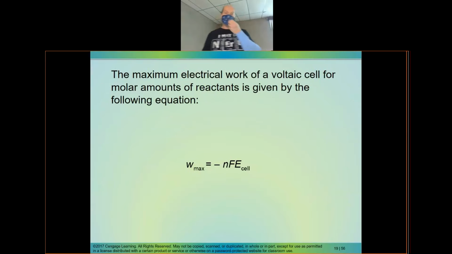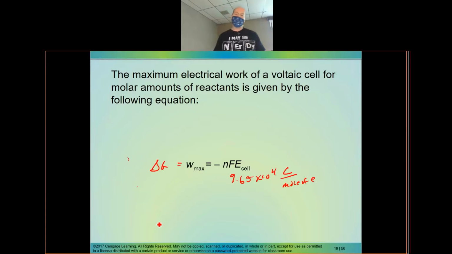All right, so when we're looking at the maximum amount of work, we know that work max, from the last test, was equal to delta G. So we know that delta G is equal to work max, and that is equal to negative nFE cell. Remember, F is Faraday's constant, 9.65 times 10 to the 4th, and this is in coulombs per mole of electrons. Units are extremely important.